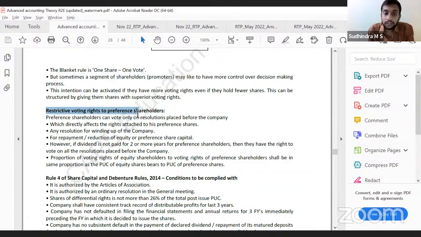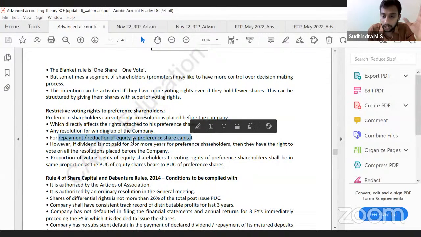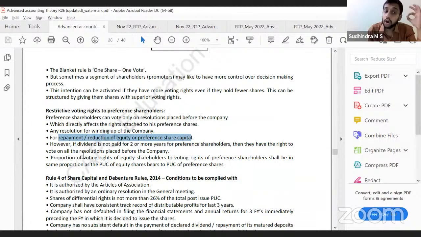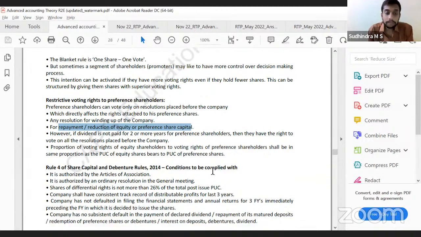Now, restrictive voting rights for preference shareholders. Preference shareholders can vote only on resolutions placed before the company which directly affect the rights attached to preference shares, or any resolution for winding up of the company, or for repayment or reduction of equity or preference share capital. However, if dividend is not paid for two or more years to preference shareholders, then they have the right to vote on all the resolutions placed before the company. The proportion of voting rights of equity shareholders to voting rights of preference shareholders shall be in the same proportion as the paid up capital of equity shares bears to the paid up capital of preference shares. Right? So we have to focus on the paid up capitals.